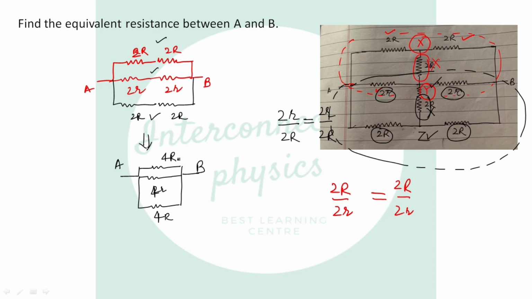Now result will be, let us calculate these two. The answer of these two will be 4R divided by 2, and answer is 2R.